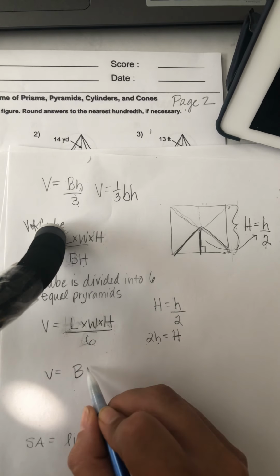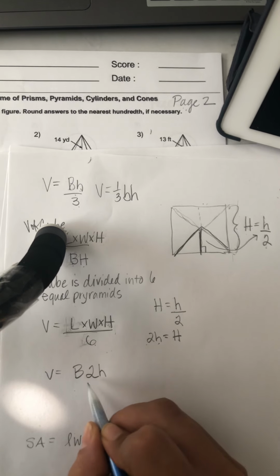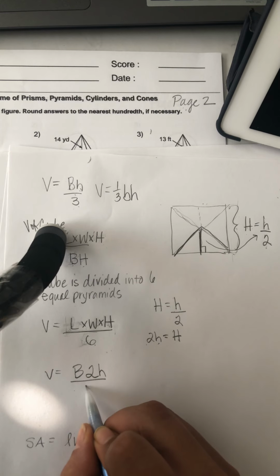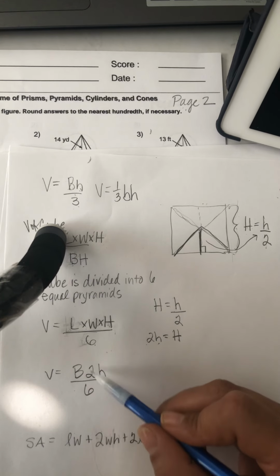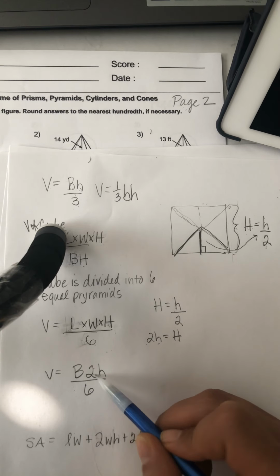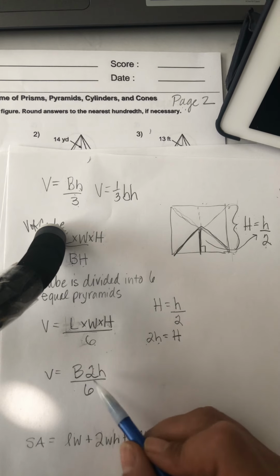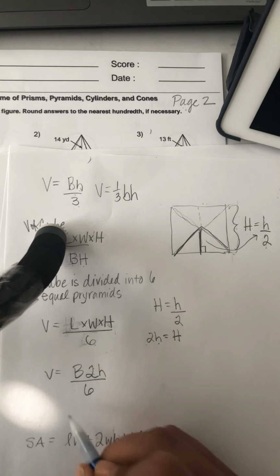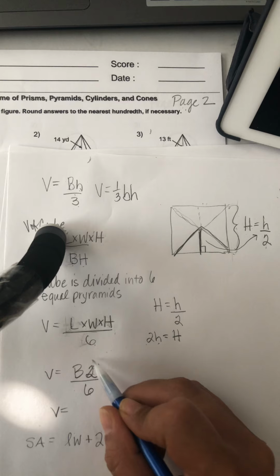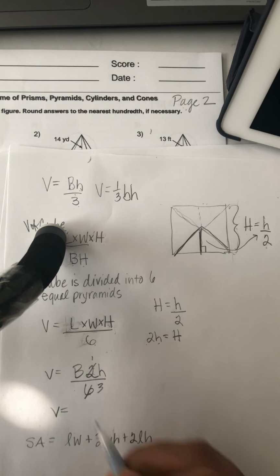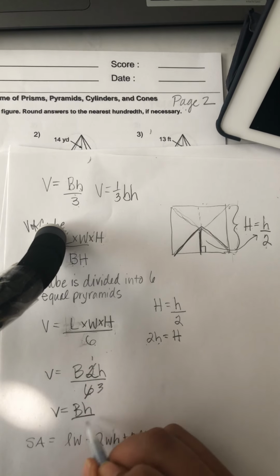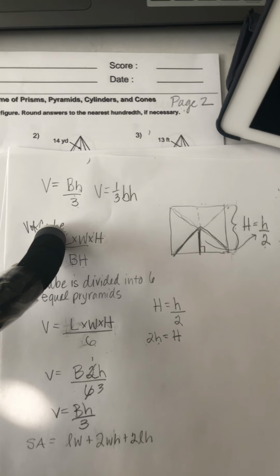So now I have 2 times little h, and this is all over 6. And I can simplify this, right? 2 over 6 is actually just 1/3. I can divide this by 2 and divide this by 2, so this gets made into a 1, and this gets made into a 3. So now I have base times height over 3. So that's how that works.